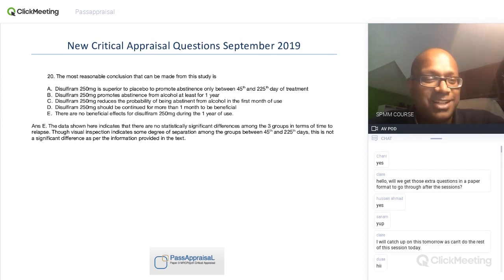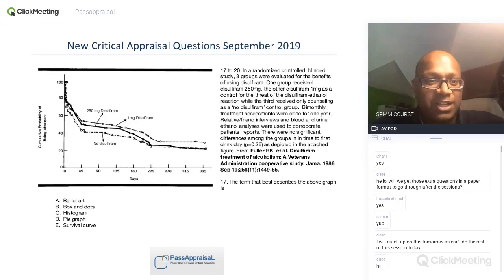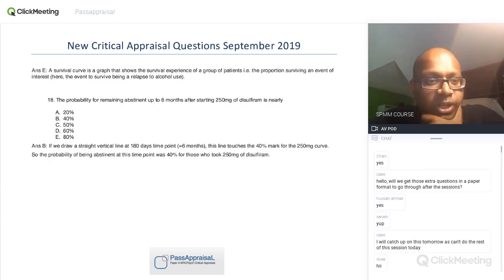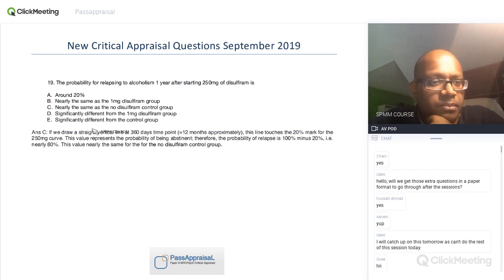advertisement for disulfiram. C, disulfiram 250 milligram reduces the probability of being abstinent from alcohol in the first month. Well, a lot of people are relapsing in the first month. The probability of being abstinent, can you see the picture? The probability of being abstinent drastically drops from 100 to around 40 in the very first month. Okay, so I don't think the statement is right as well. So that's wrong.